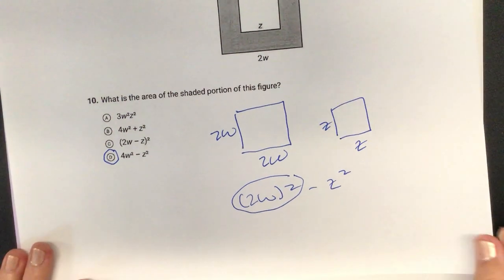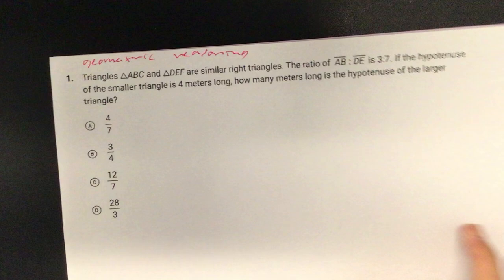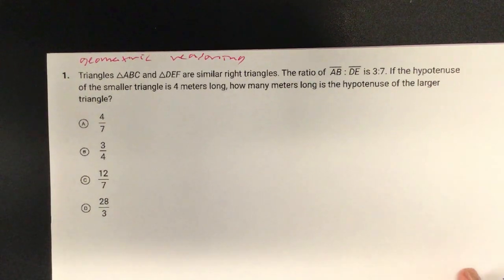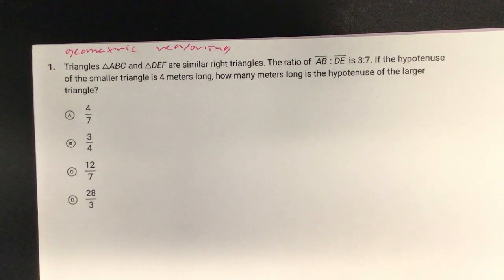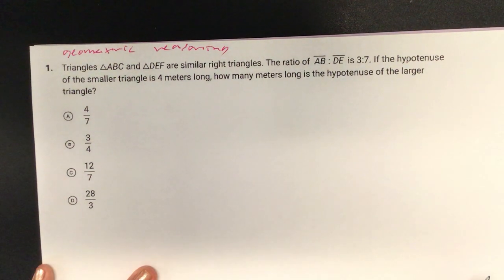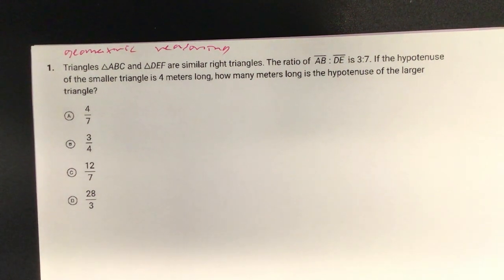Okay, the next one from the geometric reasoning category. Boom. This one sounds like Unit 8 similarity. All right, let me try to fit this. All right, Nick, let's read this one. Triangles ABC and DEF are similar right triangles. The ratio of AB to DE is 3 to 7. If the hypotenuse of the smaller triangle is 4 meters long, how many meters long is the hypotenuse of the larger triangle?